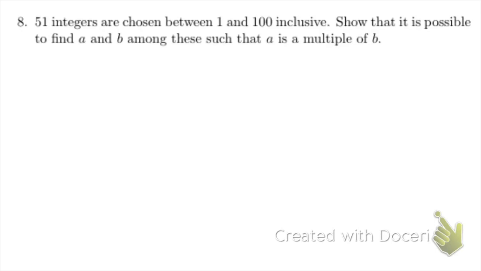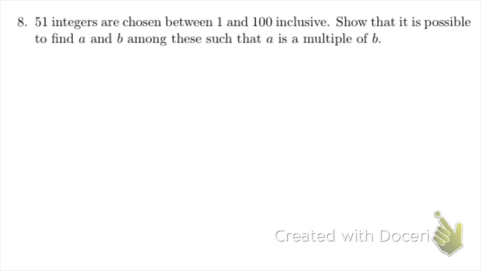Okay, so for our final problem, we are picking another 51 integers between 1 and 100 inclusive, and we need to show that it is possible to find A and B such that A is a multiple of B or B is divisible by A. So we want to find some number and its factor in any set of 51 integers from 1 to 100, right?